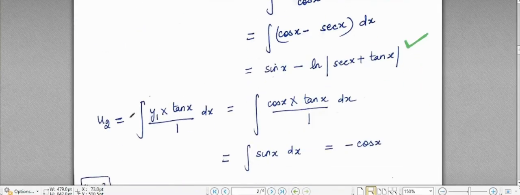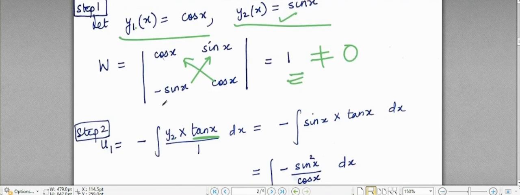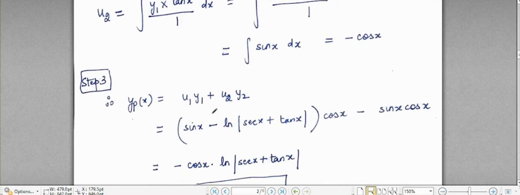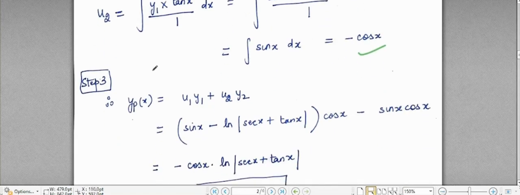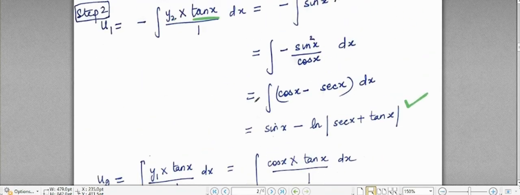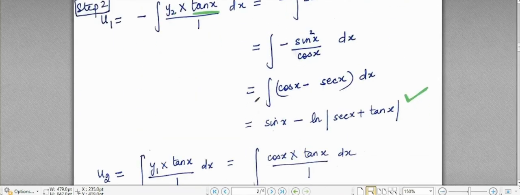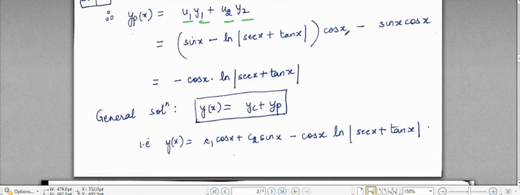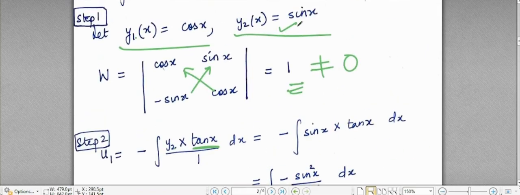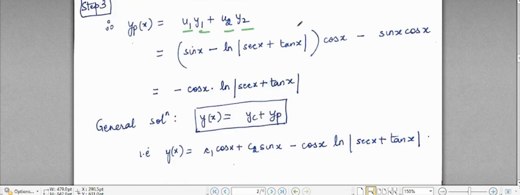u2 is given by, without a sign, y1 into right hand side by W. So doing the same thing, y1 is cos x here. So you get cos x into tan x upon 1. So it's just a normal integration of sin x, which is minus cos x. So according to the process, yp is given by u1 y1 plus u2 y2, where u1 and u2 have been obtained as integrals above. So u1 is sin x minus log of sec x plus tan x, and u2 is minus cos x. y1 was cos x and y2 was sin x. Just substituting these values and simplifying, you get your yp like this, and hence the general solution is given by yc plus yp. So this is your final answer.